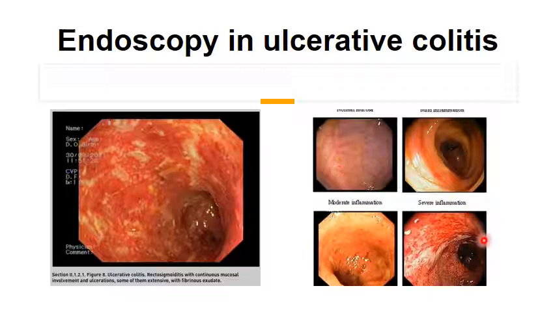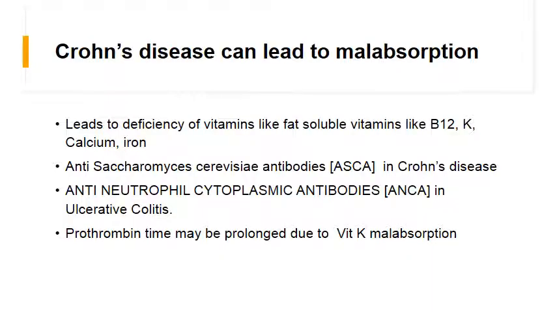You will not see any spared areas here. You will not see areas which are normal and then areas which are affected, because there are no skip lesions in ulcerative colitis. So the whole thing will be like this. That's why there's gross bleeding in this condition, because it causes shallow ulcers which stay limited to the mucosa, and there's a lot of inflammation, a lot of erythema, and that causes a lot of bleeding.